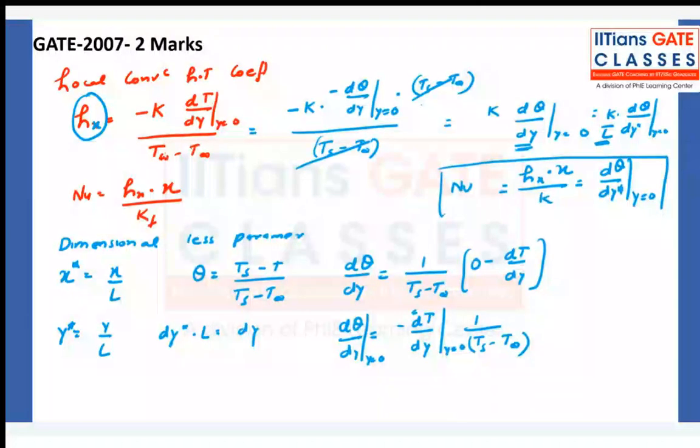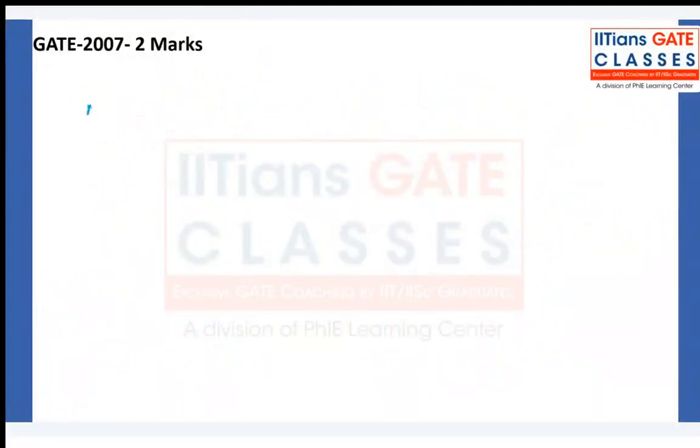Okay, so we can solve it both ways. Now we can simply derive this how? By Nusselt number equals d theta by dy star at y star equals 0.